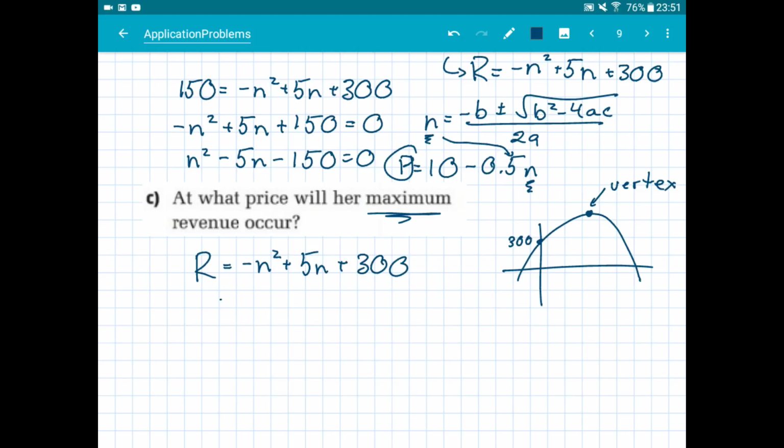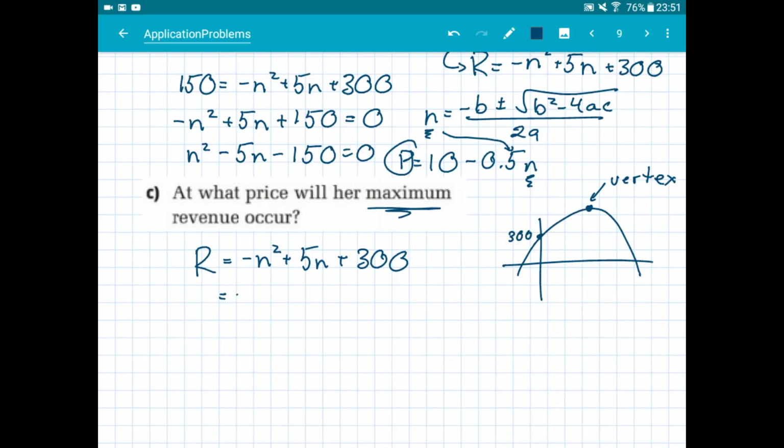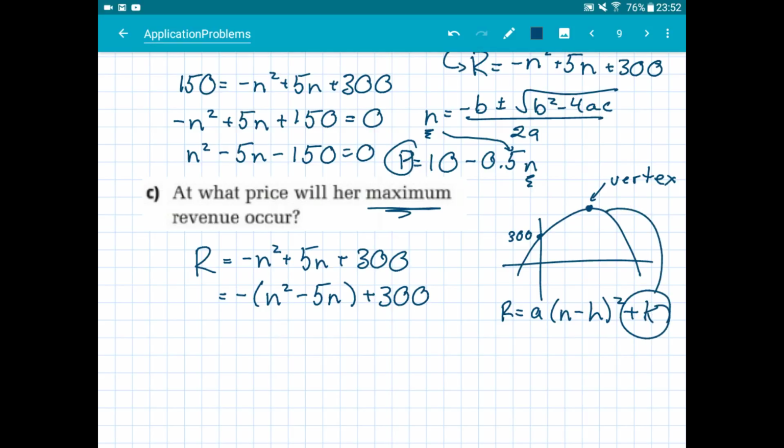I'll actually do this process. You want to factor a negative out, just out of the first two terms. Remember, we're trying to make it look like this. It'll look like this in the end: a(n minus h) all squared plus k. And that's going to be the maximum where that vertex is.